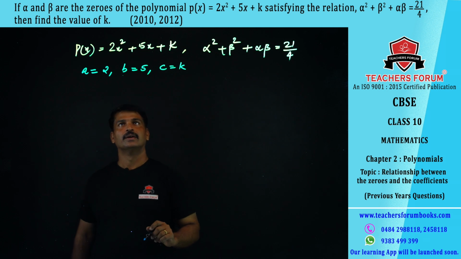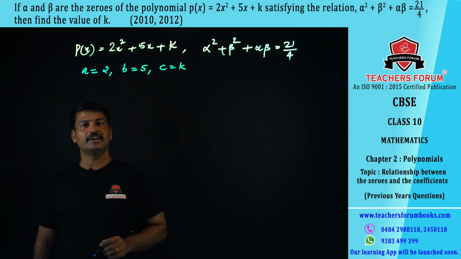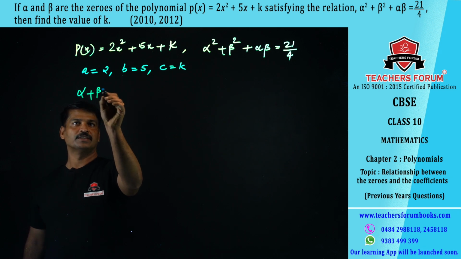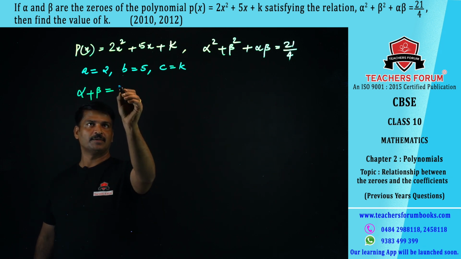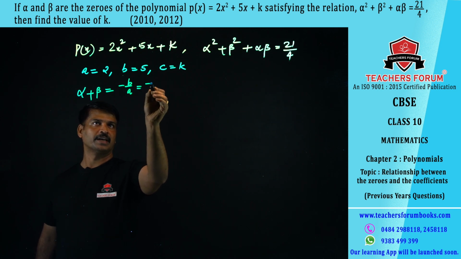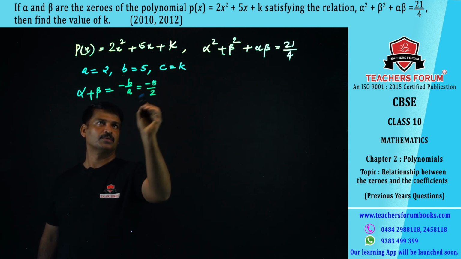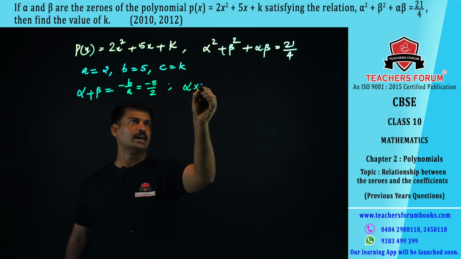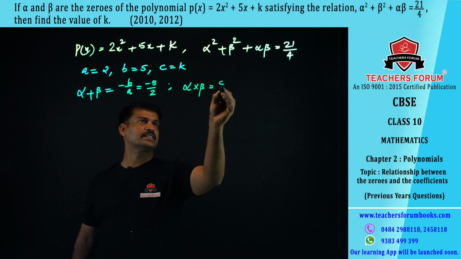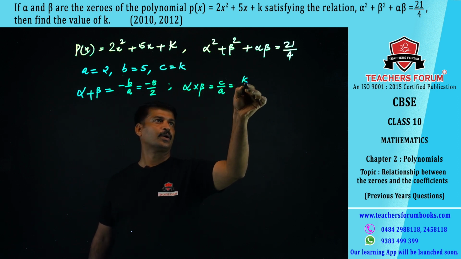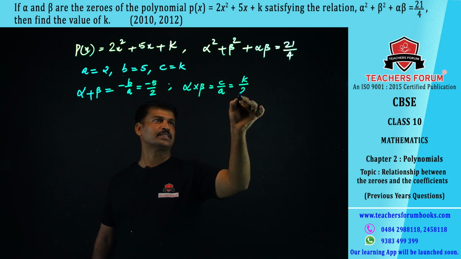Okay. Now it is given that alpha and beta are the zeros. Then you have to find out what is alpha plus beta. You know what is alpha plus beta? Alpha plus beta is equal to minus b by a, that is minus 5 by 2. Okay. Now what is alpha into beta? Alpha into beta is equal to c by a. What is c? K. What is a? A is 2, that is k by 2.